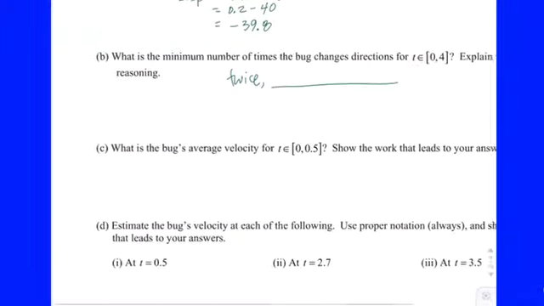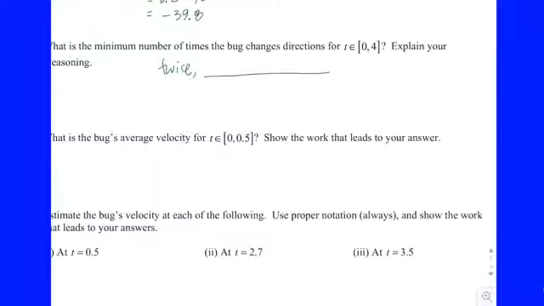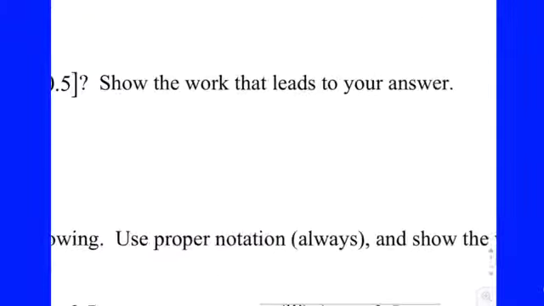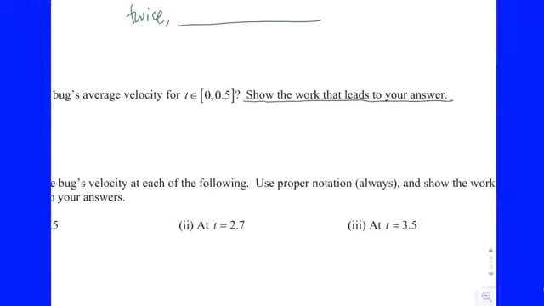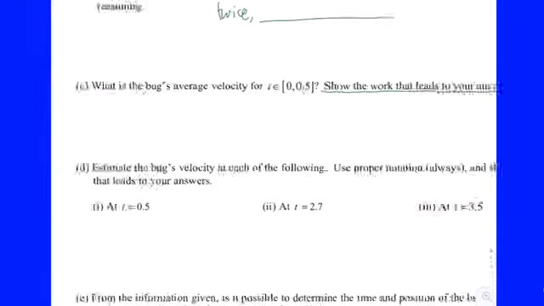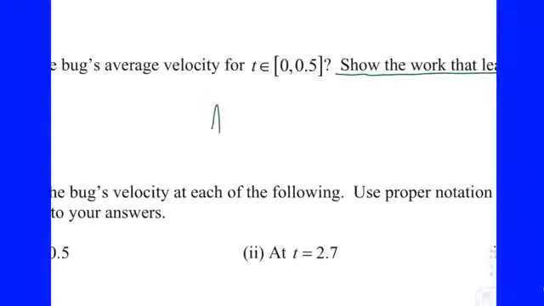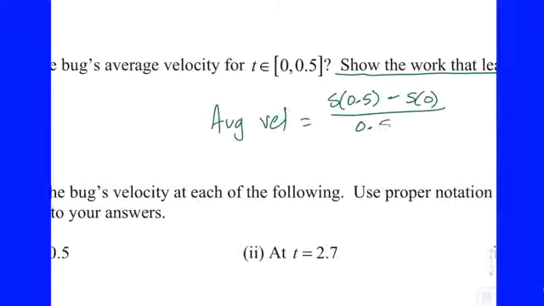What's the bug's average velocity from 0 to 0.5? Show the work that leads to your answer. That is a very, very typical thing that you'll see on a problem. That's basically them saying, show your difference quotient. So average velocity, we'll label it. You can abbreviate like that. It's going to be your final position minus your initial position. So that's displacement, and then all over the change in time.